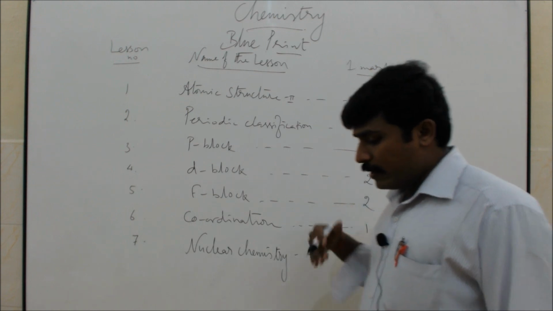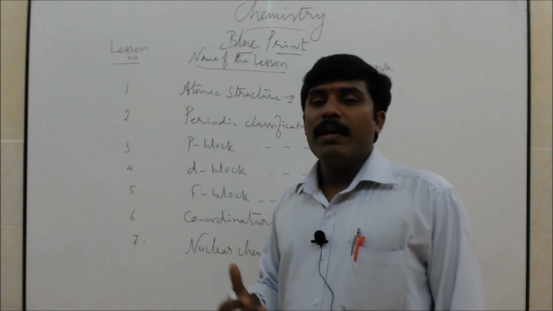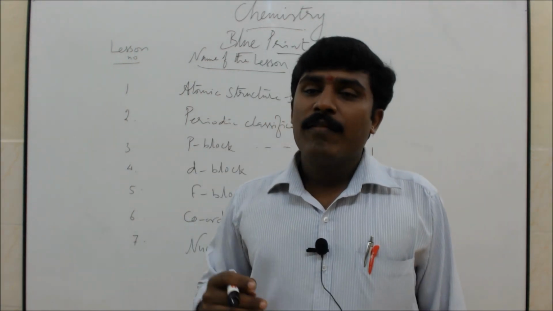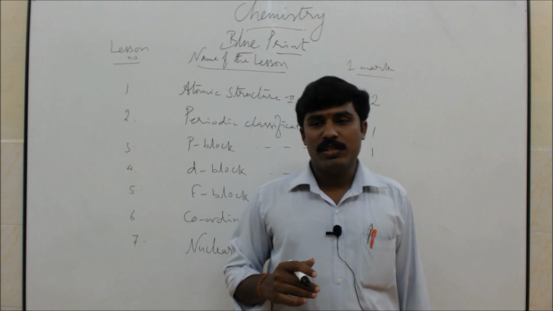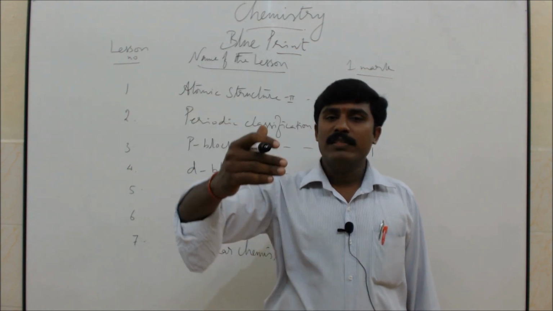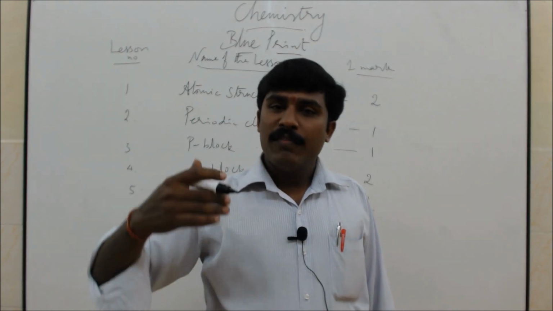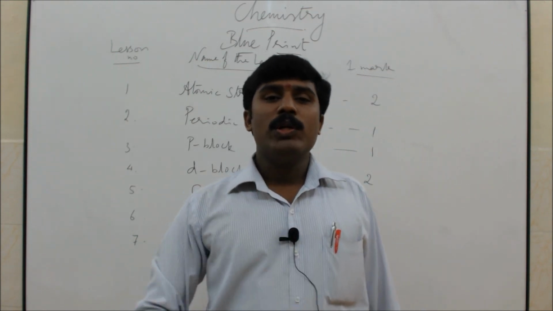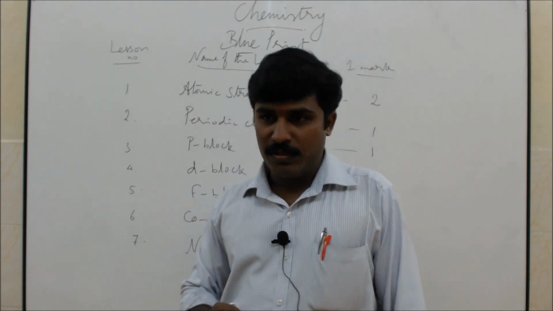Very same thing for 3 mark questions. 3 mark questions come from each and every part: organic, inorganic, physical. From the inorganic part, they will ask 7 questions. Inorganic 7 questions, organic chemistry 7 questions, physical chemistry 7 questions, altogether 21 questions. After 21, you are going to select only 15 questions.